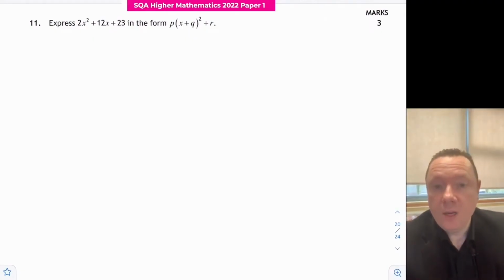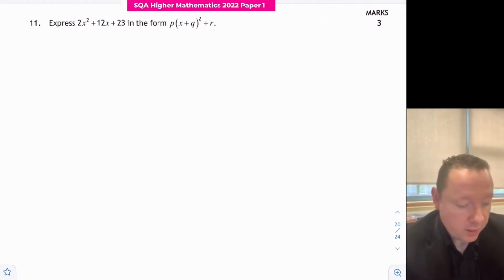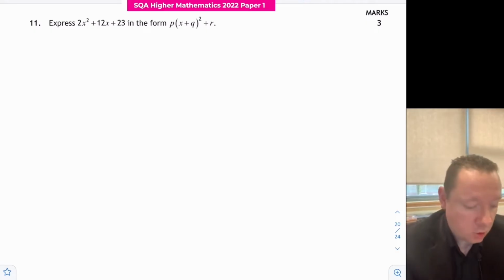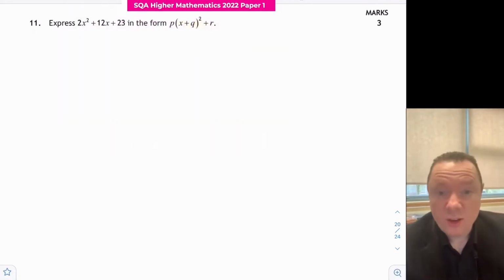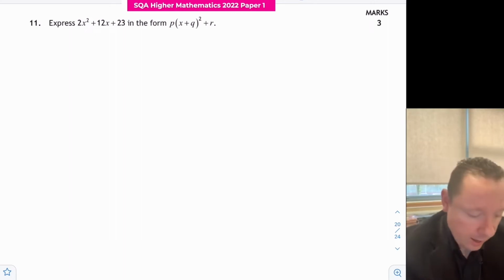2022 Higher Maths Paper 1, question 11 was: express 2x squared plus 12x plus 23 in the form p(x plus q) squared plus r. So in other words, a Higher Maths complete the square question. There's a couple of ways to do this. Let's go for the most common way. You've got 2x squared plus 12x plus 23.